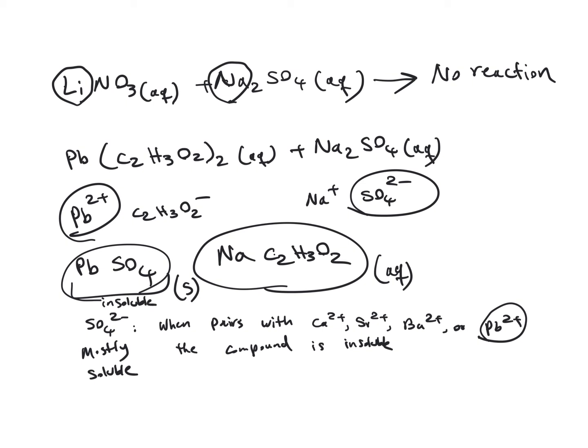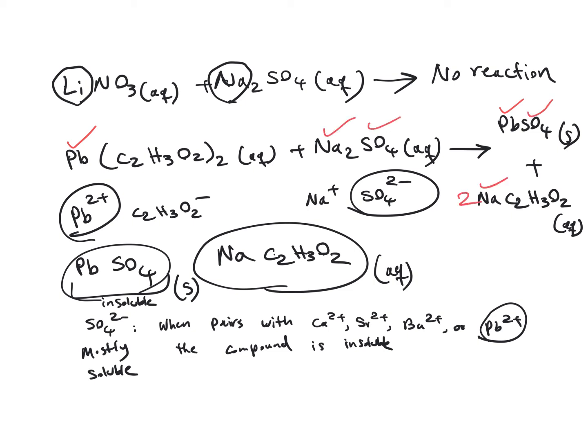So you will be having a precipitation reaction. You see PbSO4 solid plus sodium acetate aqueous. And now if we want to balance this, and we should balance this chemical reaction, we see 1 Pb here, 1 Pb here, 1 SO4, 1 SO4, 2 Na here, 2 Na here, 2 acetate, 2 acetate.